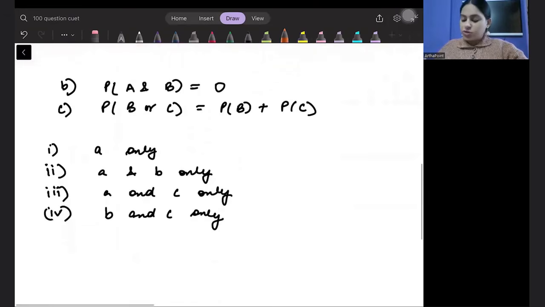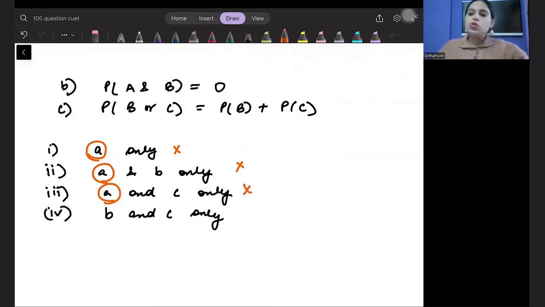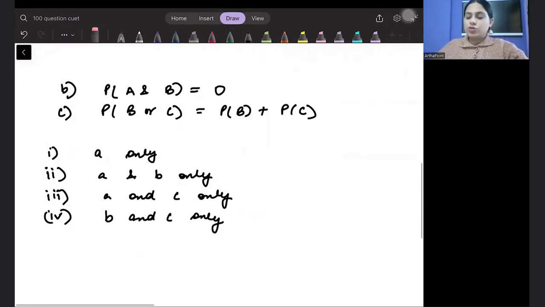Now if I look at the options, wherever I see A, I can simply eliminate those options, because A itself is false. So if A is false, wherever I see A, I can just eliminate those options. So I will be left with D. But let me just do it with another method also. Let me just take a look at the other options.